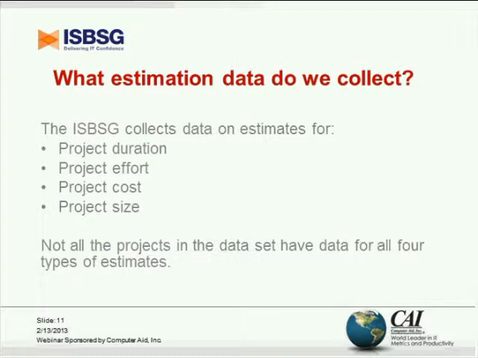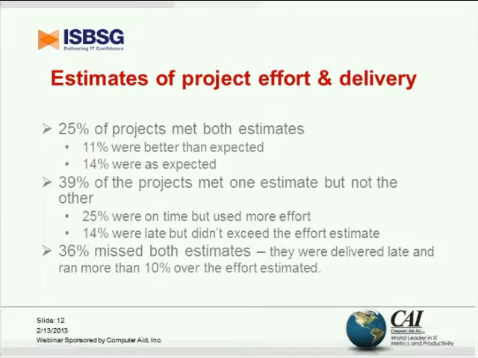Okay, moving to slide 12. So let's have a look at the results. Just how do we go when we do estimates, and what does the ISBSG data reflect? If we look at effort and delivery together, a quarter of the projects actually met both estimates. Now, by meeting both estimates, we've allowed a little bit of leeway here. 11% were better than expected, which means the estimate was very conservative. And 14% were pretty well on what the estimate was.